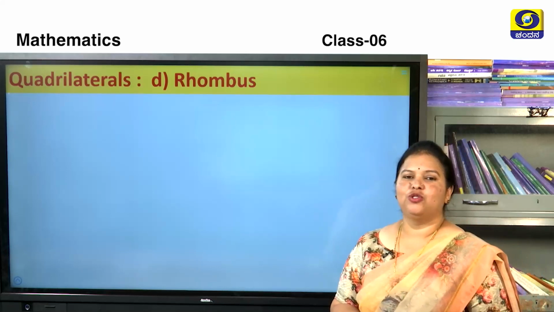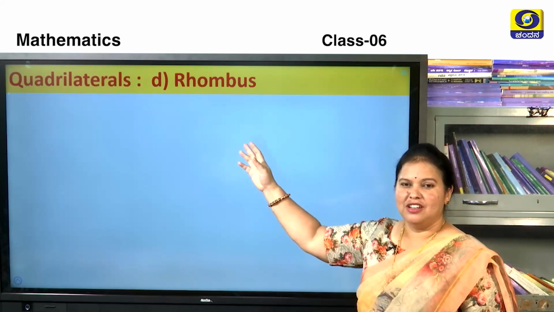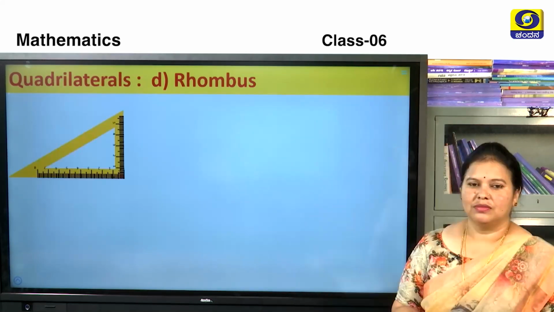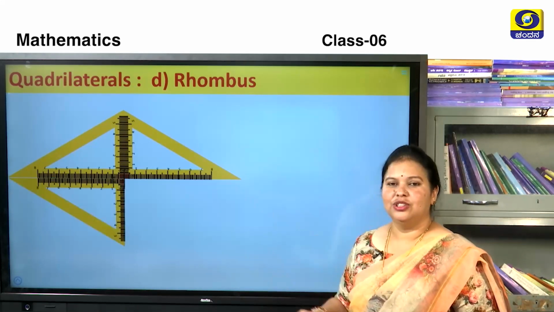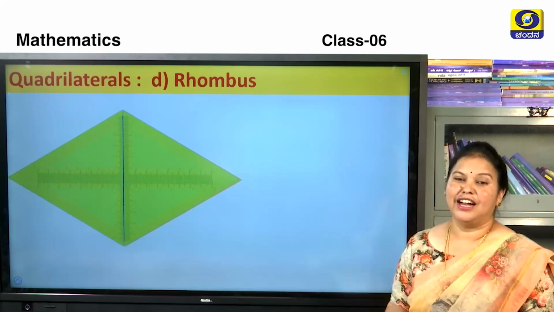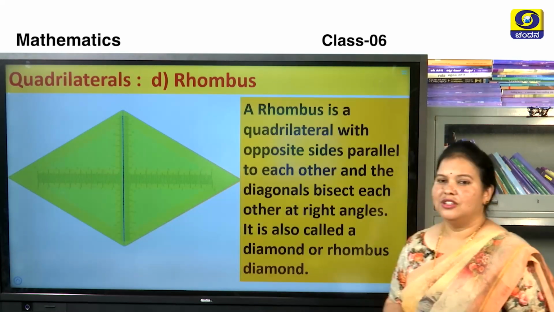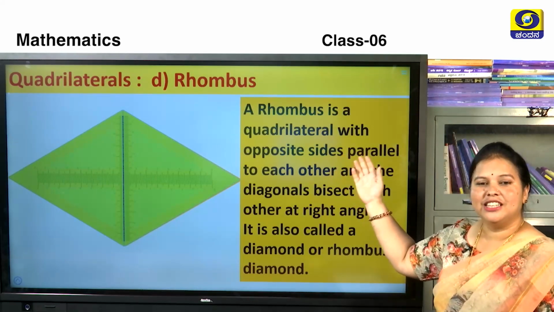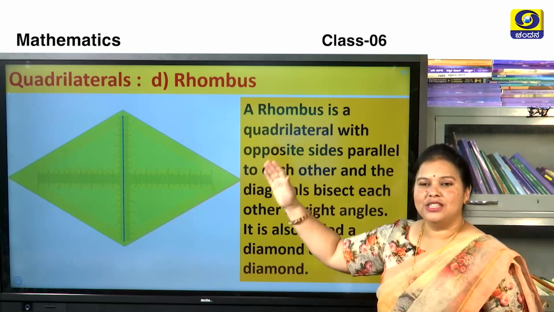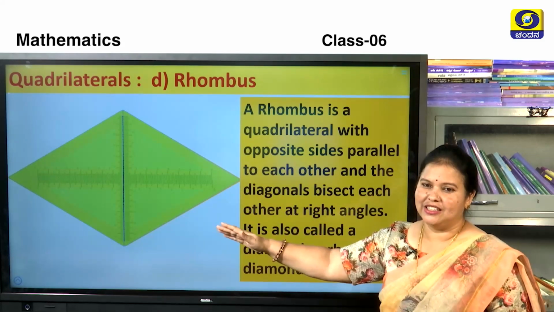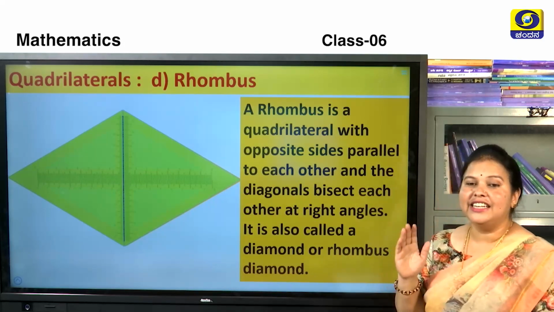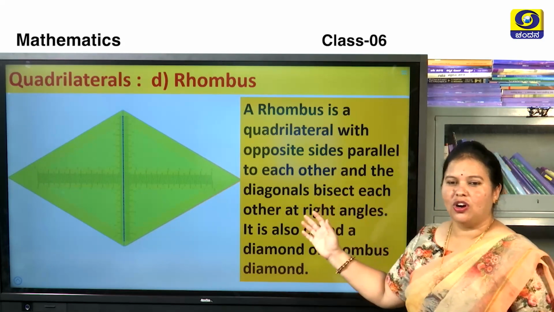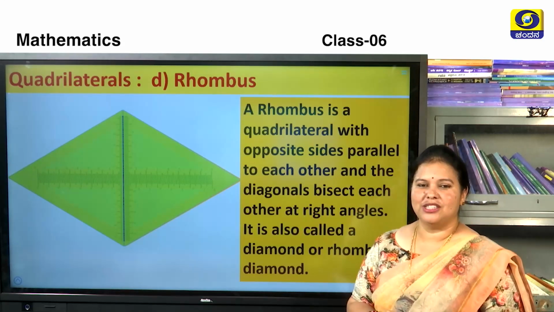Another type of quadrilateral is the rhombus. Now we'll study about the rhombus. If you arrange your set squares in this manner, you will get this shape and it is a rhombus. So, a rhombus is a quadrilateral with opposite sides parallel to each other and the diagonals bisect each other at right angles. It is also called a diamond or rhombus diamond.